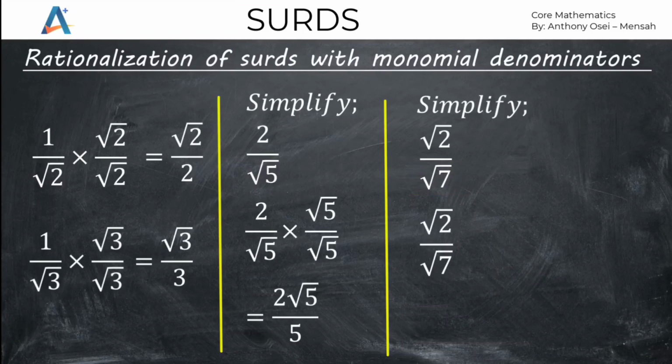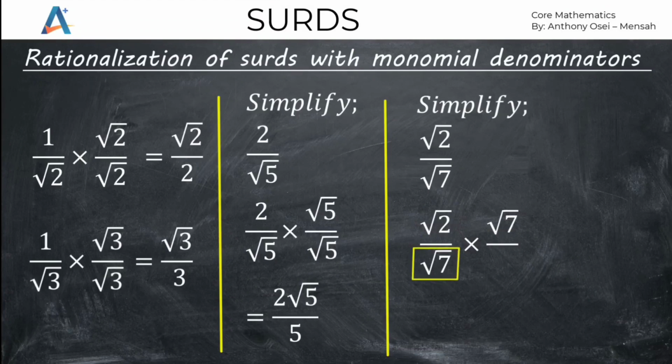So we write the same fraction again. Then we multiply the numerator and the denominator by the denominator surd. And the surd at the denominator is root 7. So the top, which is the numerator, times root 7, which is the surd we are talking about at the denominator.